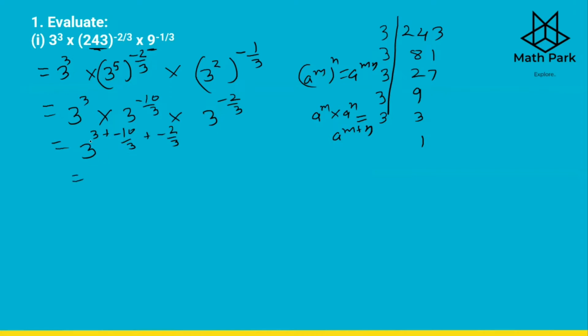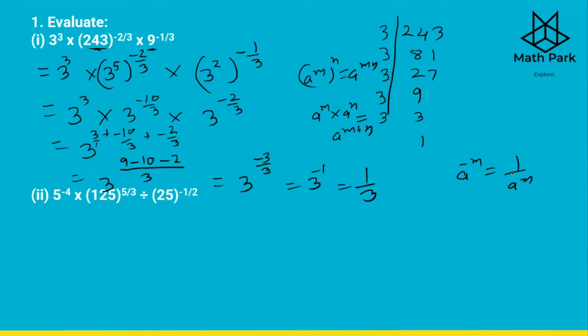So we can have the LCM here, 3 upon 1, so we will be multiplying by 3 here. So we get the denominator as 3. 3 3s are 9, so 9 minus 10 minus 2. So this is equal to 3 raised to, 9 minus 10 is minus 1, minus 1 minus 2 is minus 3, so we get minus 3 upon 3, which is 3 raised to minus 1, which is equal to 1 upon 3, because a raised to minus m is equal to 1 upon a raised to m. Got it?